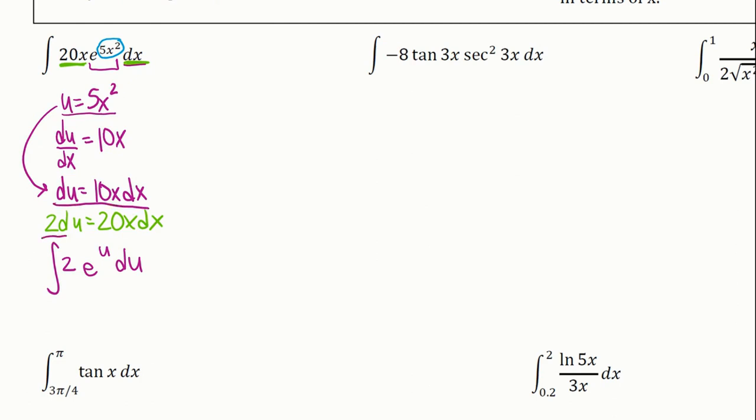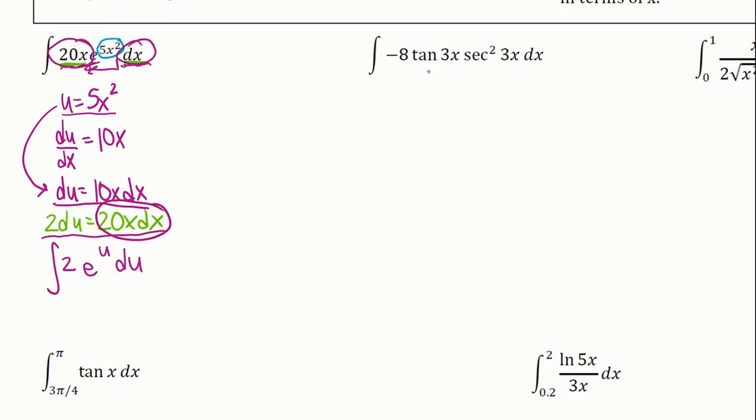If you need to multiply or divide by any constants so that you end up with what you started out with, then go ahead and do that. So in this case, we had to turn a 10 into a 20, so we multiply both sides by 2. And then make sure you are replacing every single thing. So you're replacing the 20x and the dx with this.